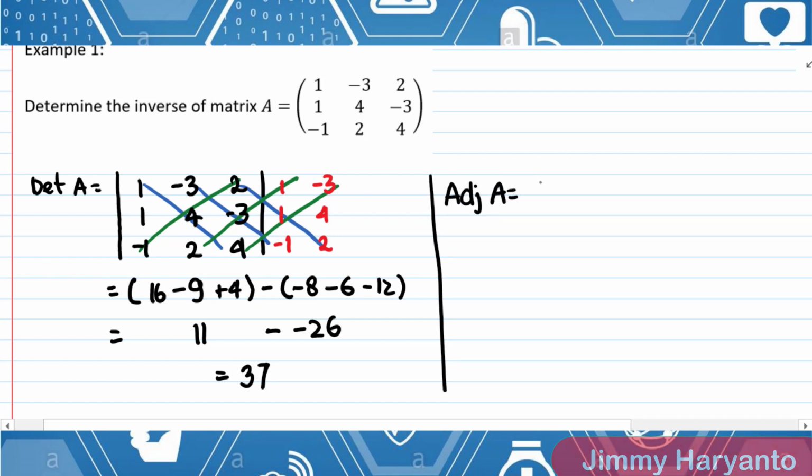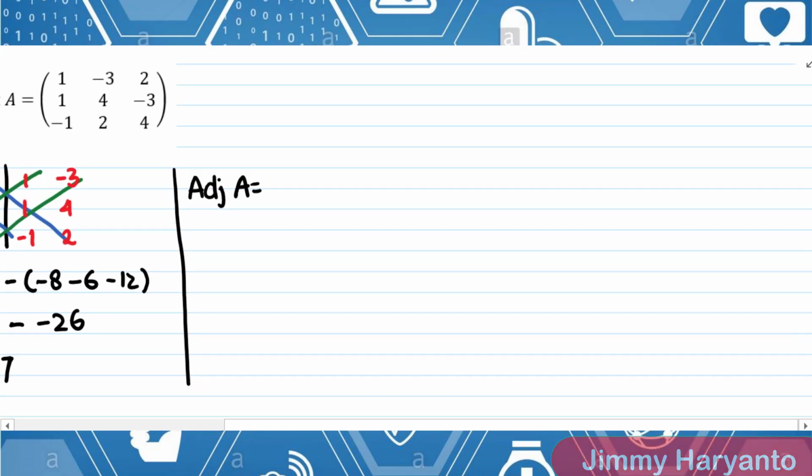Here comes the hard part. So for the adjoint of A, it will be complicated, but I want you to not memorize the formula I gave you before, but to understand how to find the adjoint of A. To find the adjoint of A, you have to close one of the elements, and after you close one of the elements, you have to close also the row and the column of that element position. So first I want you to close the first element, the first row and first column element.